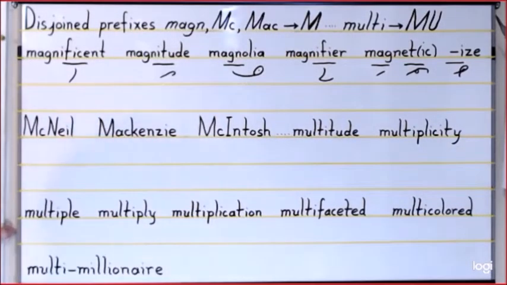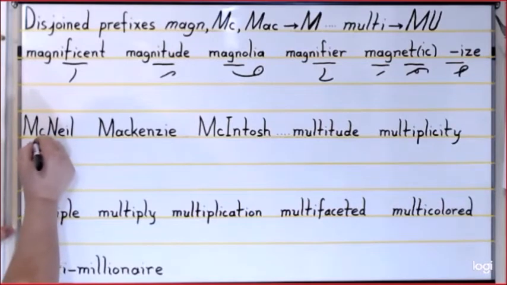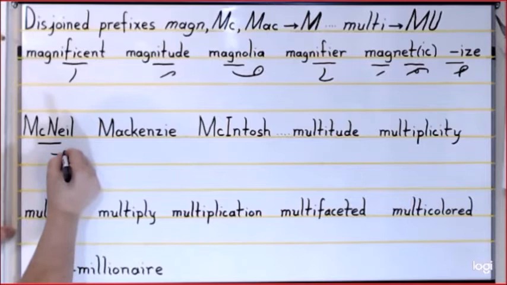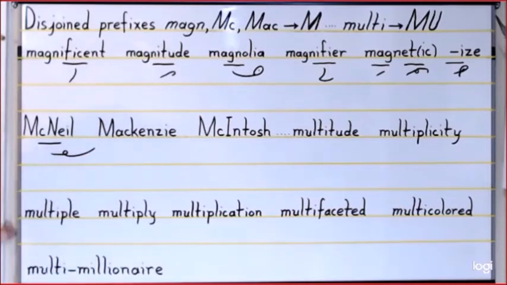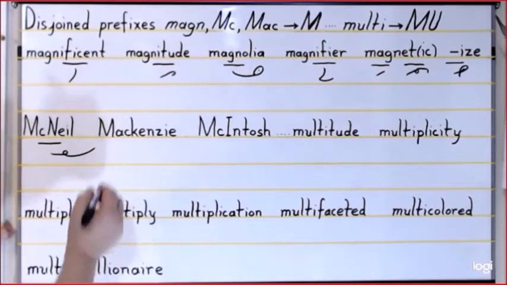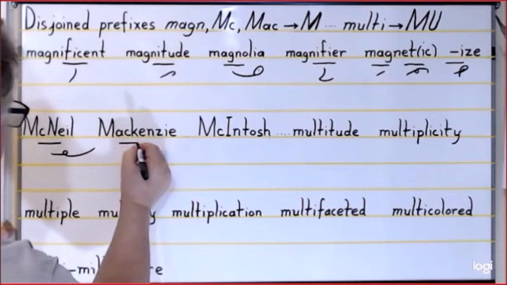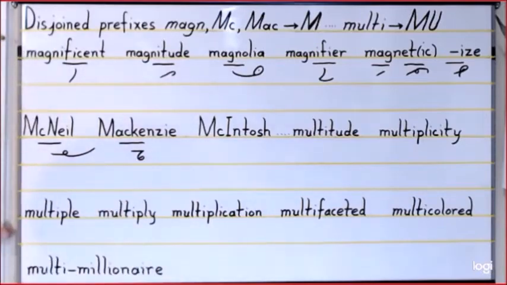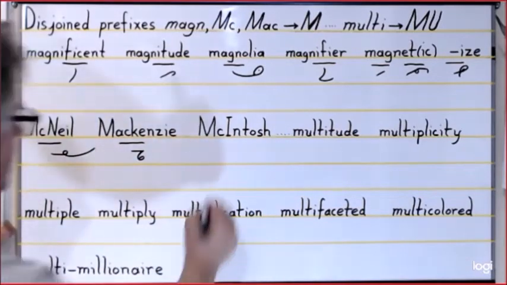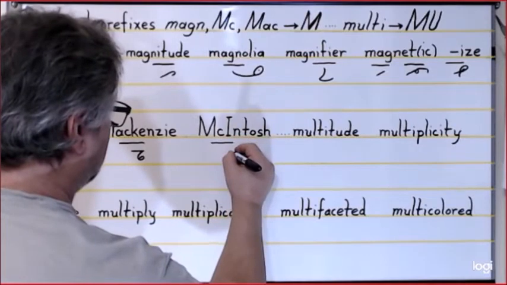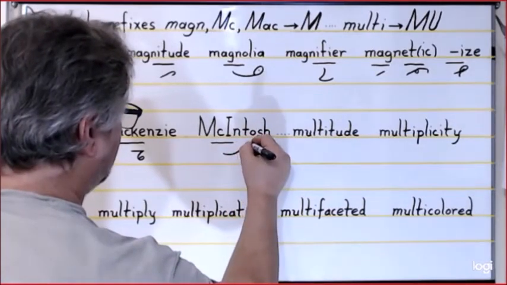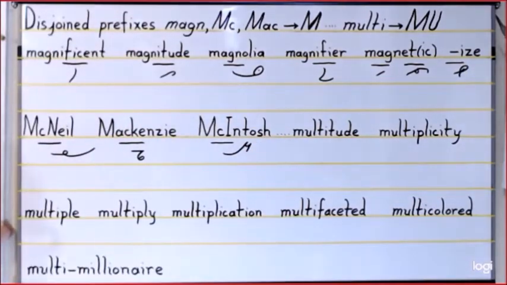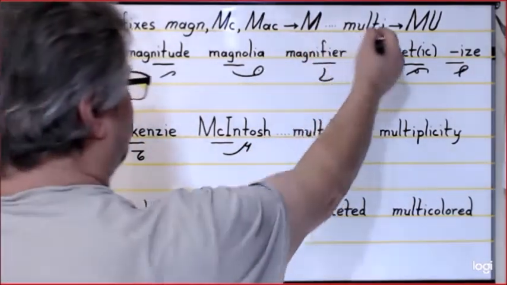And for the last name McNeil, the MC is the M, and then Neil, N-E-L. For Mackenzie, with the MAC in here, it'll just be an M, and then an N, an S, and an E. For Macintosh, an M, and then an NT stroke, and then an O, and an SH. Now on to the prefix multi.